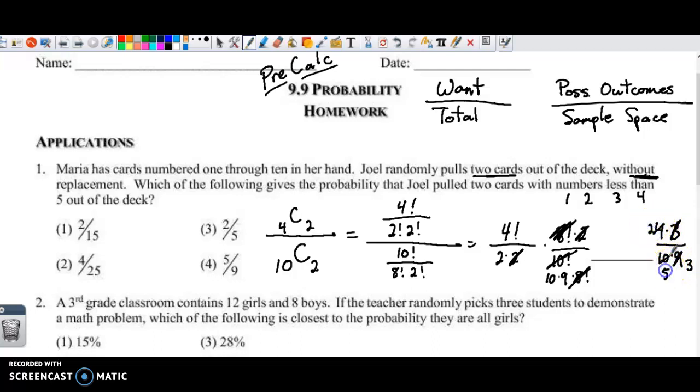As I'm looking at my answers, I get 2 in the numerator and 15 in the denominator. Oh, man. So we're looking at option 1. I'm trying to change colors so you can actually see my answer.